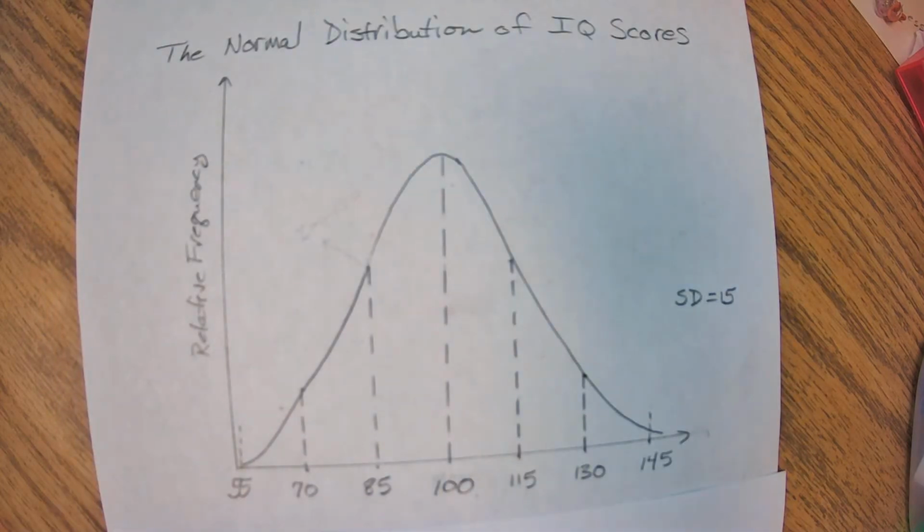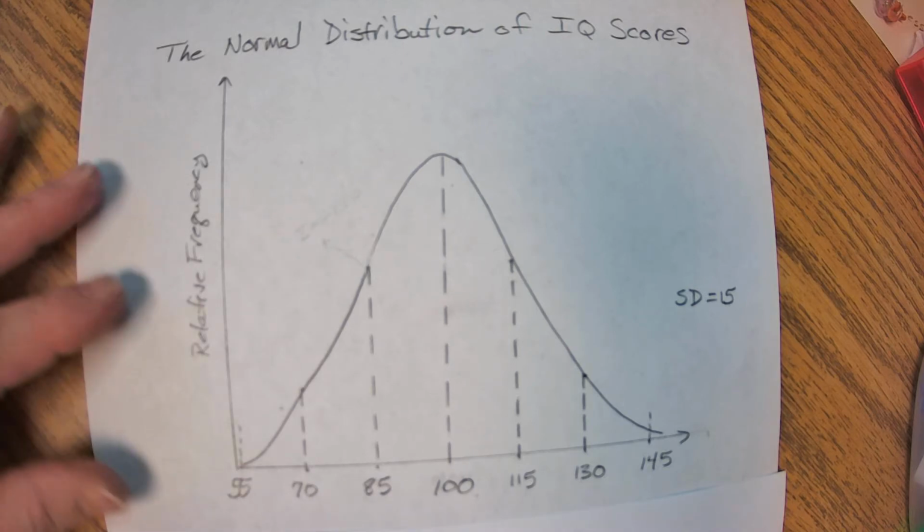So let's look at the normal distribution of IQ scores. First of all, let's talk about what kinds of things would fall under a normal distribution. Anything that's genetic generally falls under the normal distribution. And IQ is definitely a genetic human trait. So it's a really good example to use for the normal distribution.